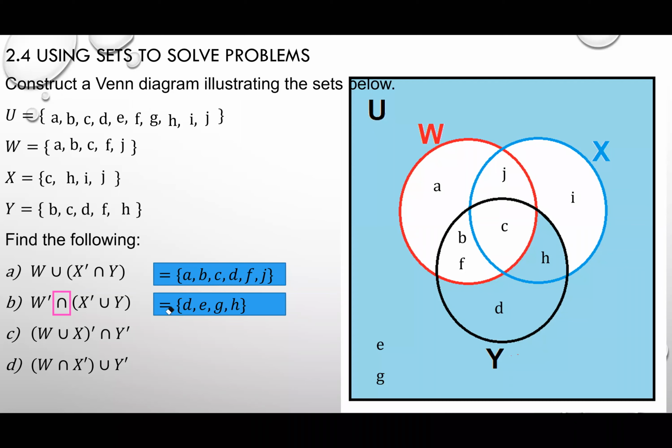For the intersection, this is what I have in my parentheses, and based on what I have in my parentheses, what fits the description that is outside of W? This fits the description, this fits the description, and this fits the description. Those are the only 3 items that fit the description of being outside of the W and that I shaded. I don't look at I, because I is not in my parentheses.